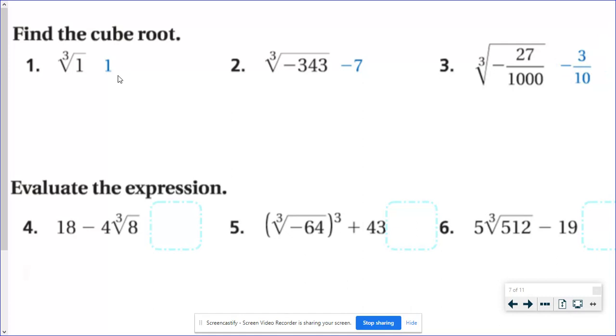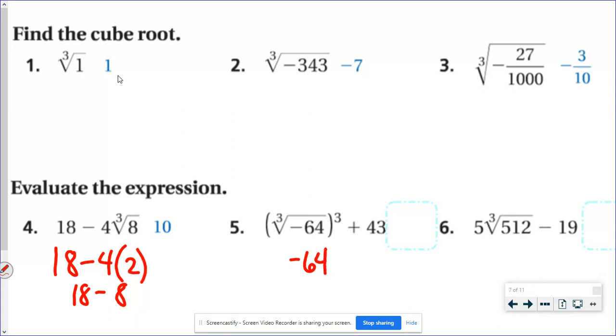Here, I'm going to have 18 minus 4 times the cube root of 8, which is just 2. Well, 4 times 2 is 8. So I really have 18 minus 8, which is 10. In number 5, the cube and the cube root cancel out, so I'm just going to be left with negative 64 plus a positive 43. Now, there are more negatives, so you'll have to make sure that you subtract and get a negative 21.